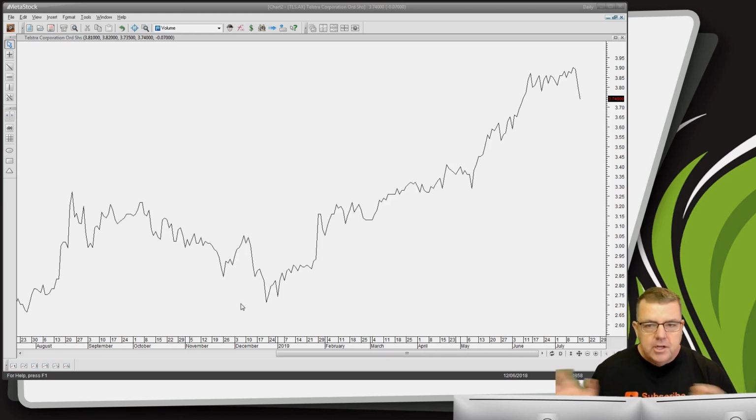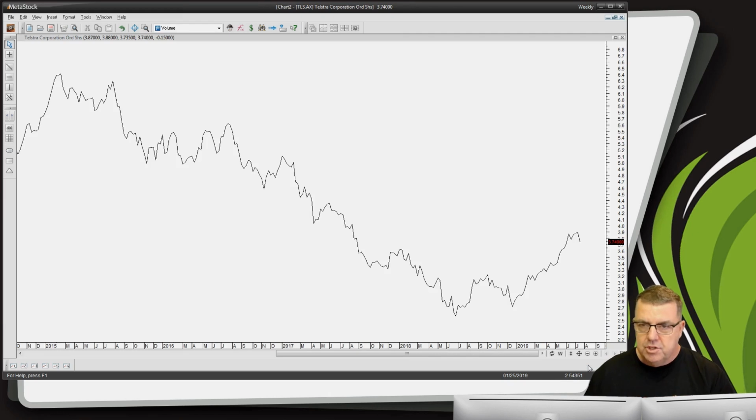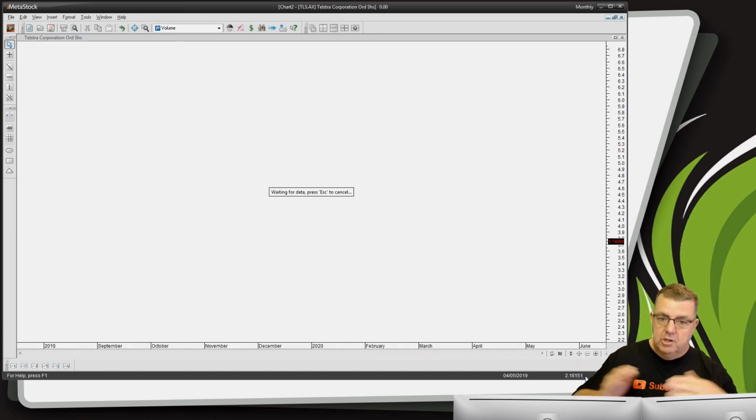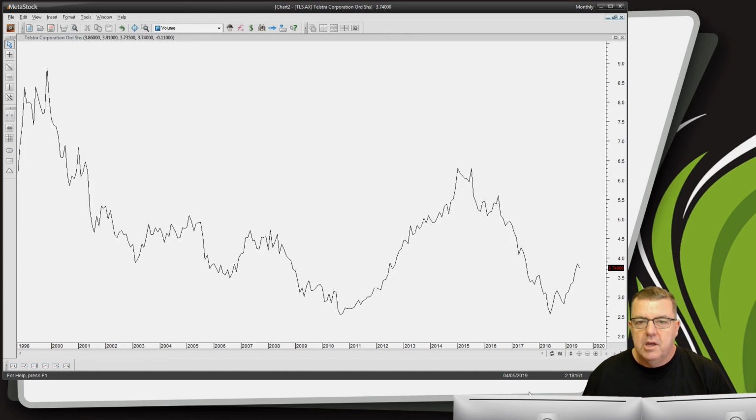Now, I can change this, and rather than looking at daily prices, I can look at weekly prices, which of course brings me right back to 2014 or so. I can change it to look at monthly prices to go back even further, and so it goes.